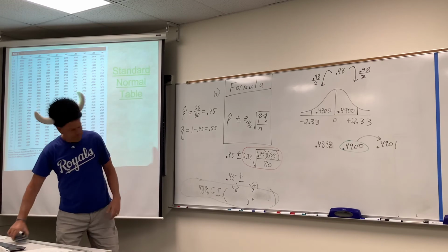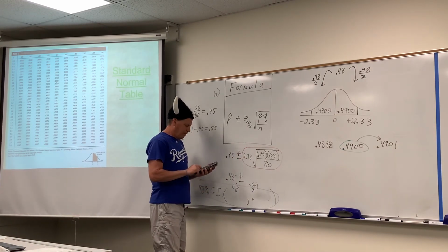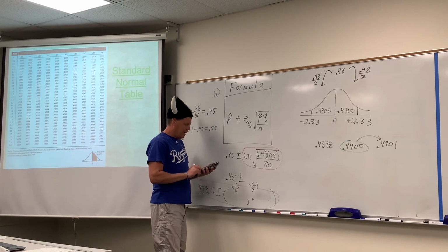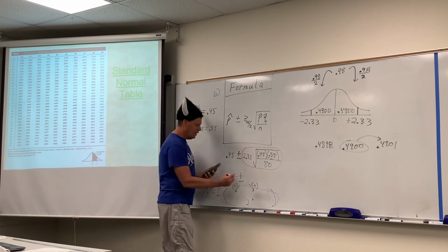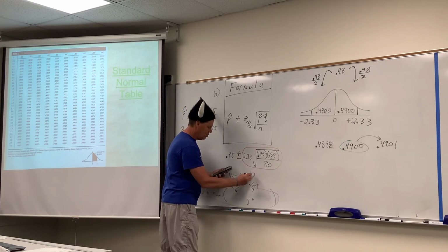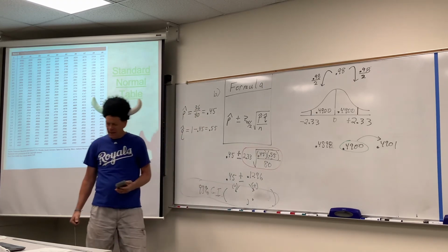So anyway, your margin of error: 0.45 times 0.55, divided by 80, square root of, times 2.33. And this time the margin of error is 0.1296, roughly 13%, let's say.